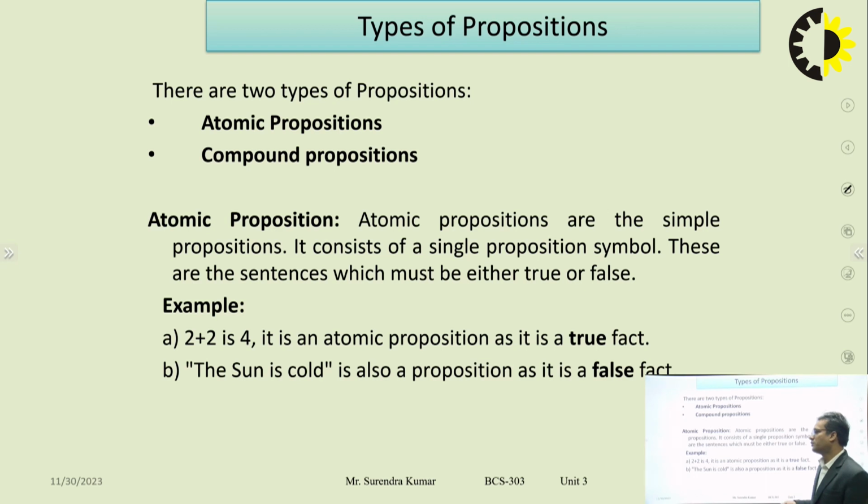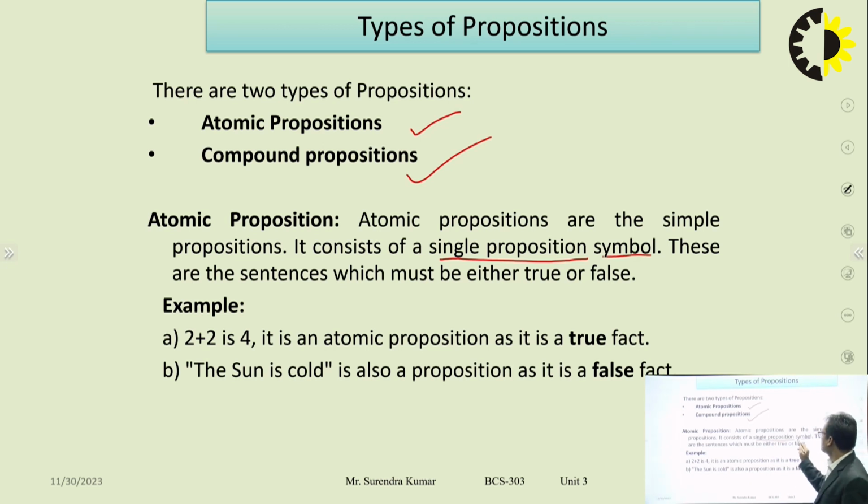Now if we talk about how many types of propositions there are, we generally say there are two types of proposition. One is atomic proposition, second is compound proposition. Atomic means a single, so single means where you have only one statement. Atomic propositions are the simple propositions. It consists of a single proposition symbol. These are the sentences which must be either true or false.